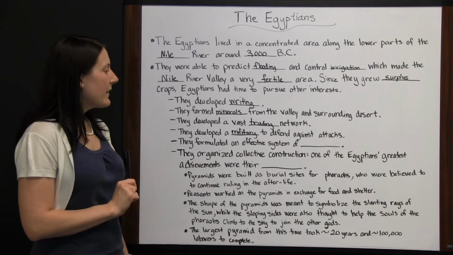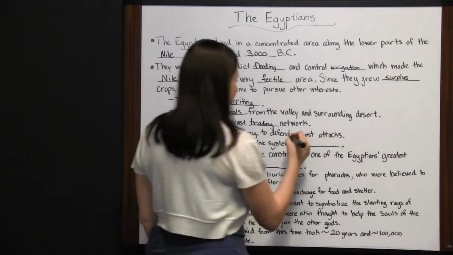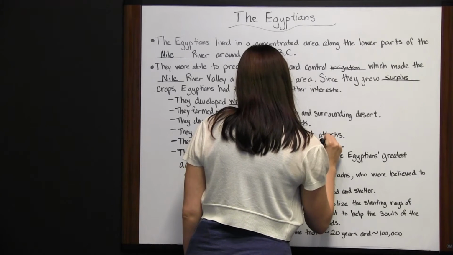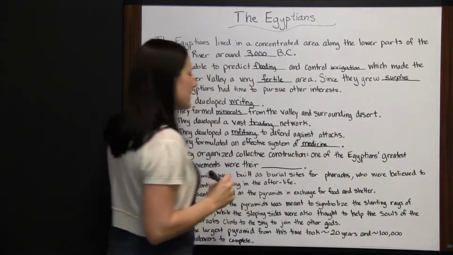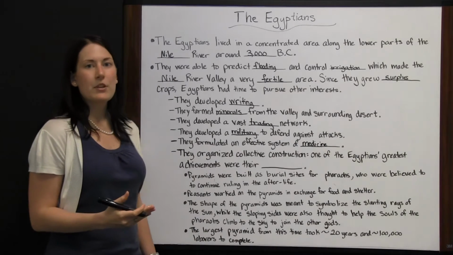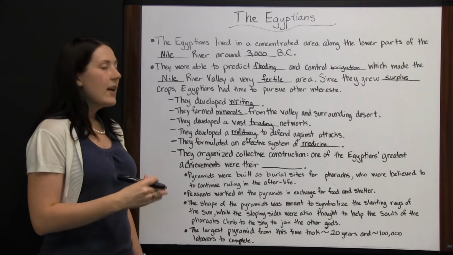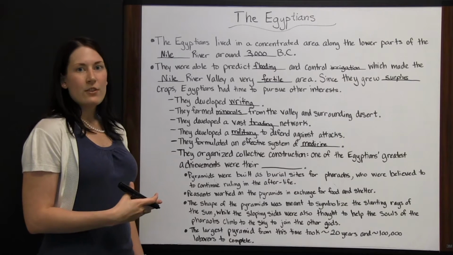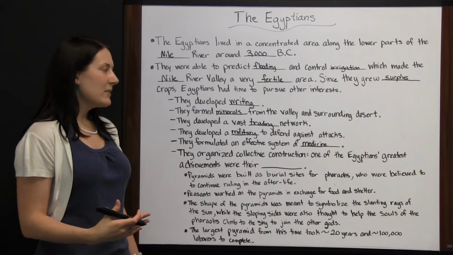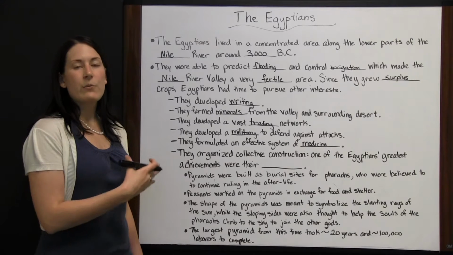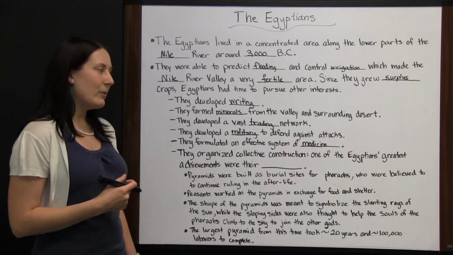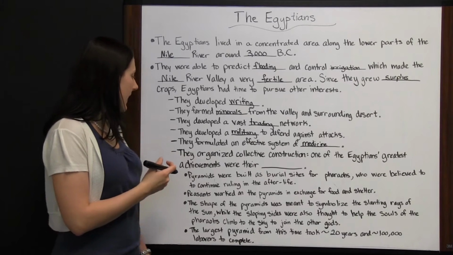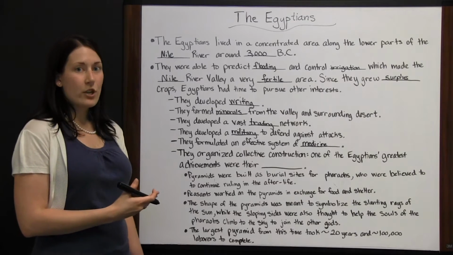They formulated an effective system of medicine. So they were able to record symptoms and say, oh, this looks similar to when this other person was sick. This is what we gave them and it made it better. This person doesn't look like they're getting better. They may have this much time to live. This person has a wound. If we put this medicine and wrap it up, it will get better. So they had an effective system of medicine. They organized collective construction.